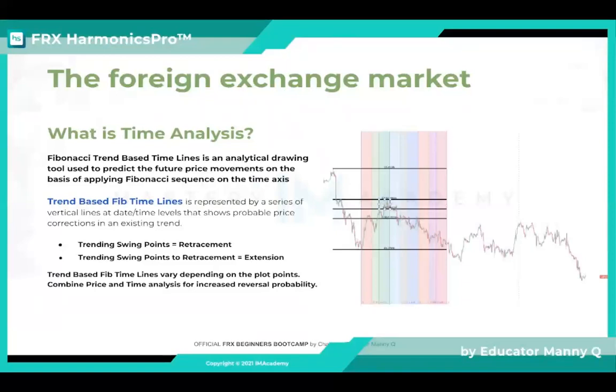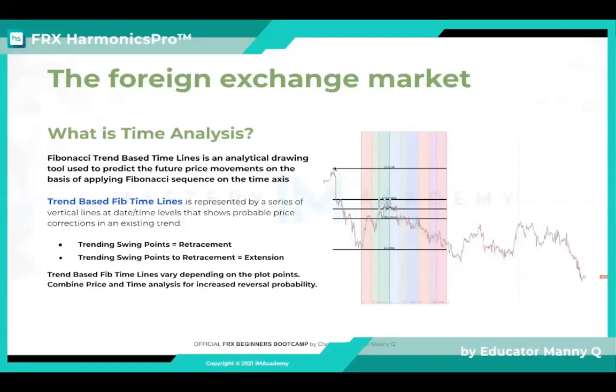And when I say this is going to help you really identify your entry points in the market, you're going to love it. This is known as the trend-based Fib time levels, or what we like to call time travel. Fibonacci trend-based timelines is an analytical drawing tool used to predict future price movement on the basis of applying the Fibonacci sequence on the time axis.